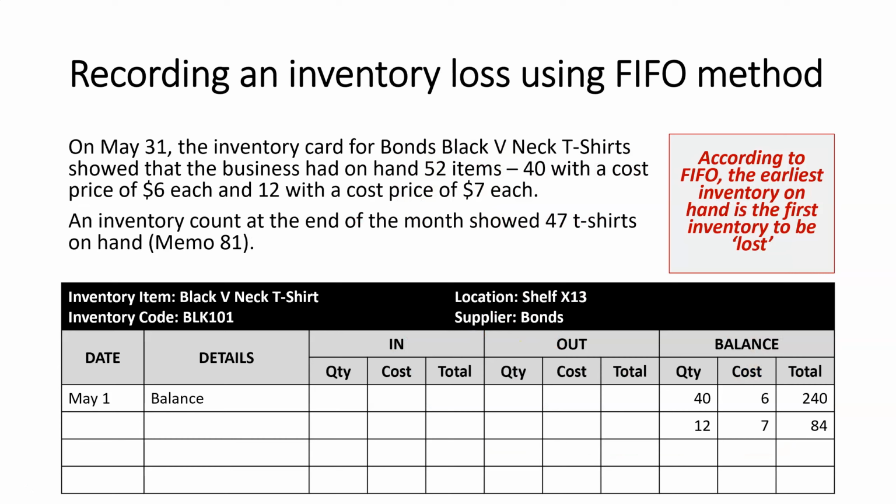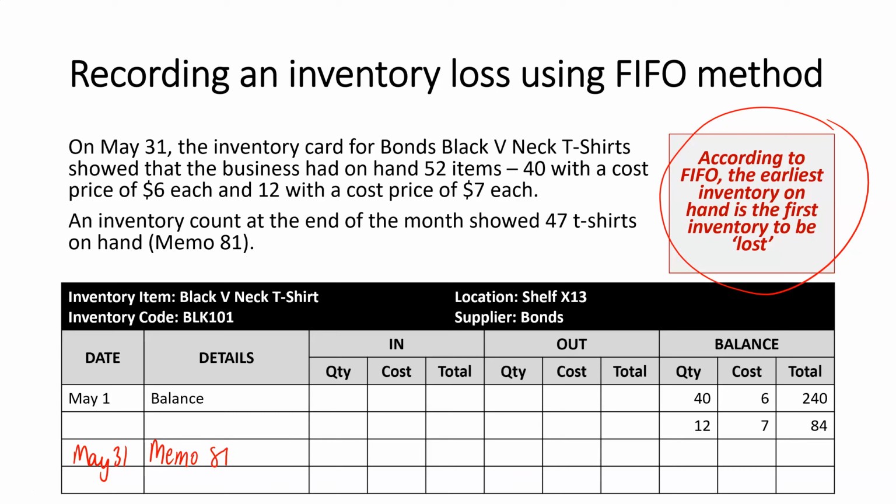So let's have a look at an inventory loss using the FIFO method, and we used the same example for identified cost in terms of the amount of items that were lost. So you can see here, according to FIFO, the earliest inventory on hand is the first inventory that we are going to be losing. So on May 31st, we know that we're going to have an inventory loss, and Memo 81 is going to be our source document.